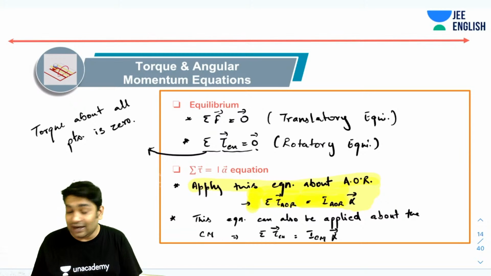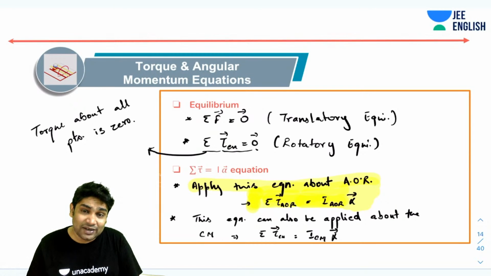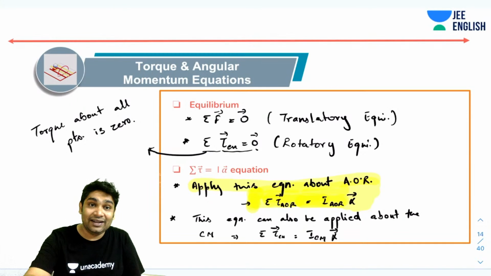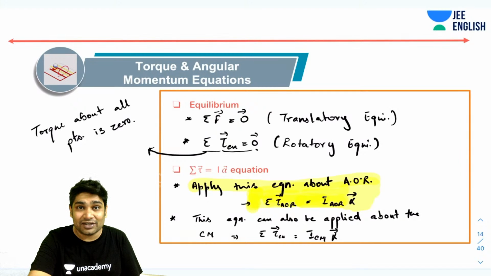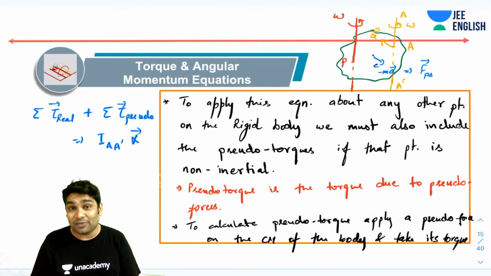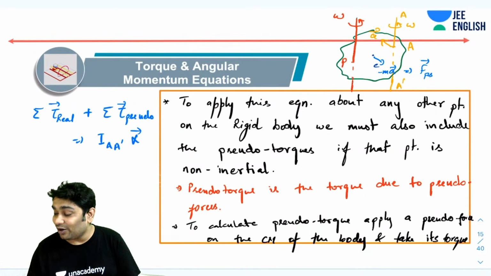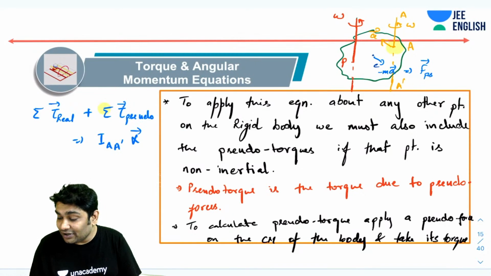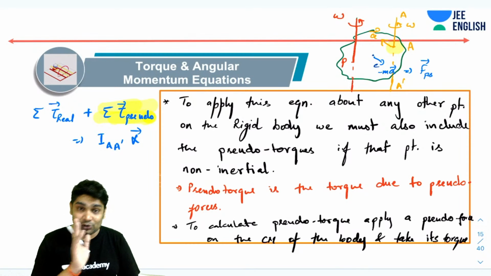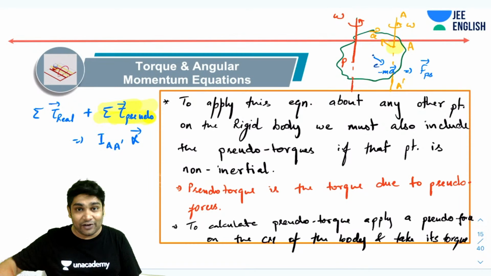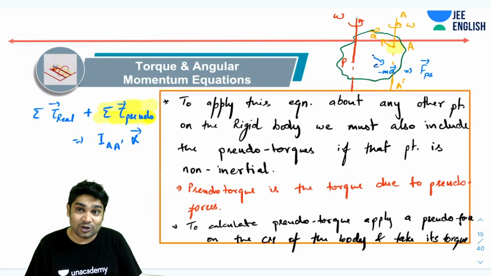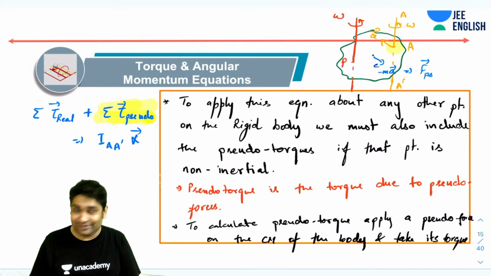The mistake that students usually make is that they don't use this equation about the axis of rotation. They may sometimes apply this equation about some other point and then get the wrong answer, because that other point might be non-inertial like this and they did not use this pseudo torque. If you use this term in your equation about a non-inertial point also, then you will always get the right result. So this is one way of analyzing the tau equals I alpha equation. Just remember how to apply these equations correctly and you will be fine.